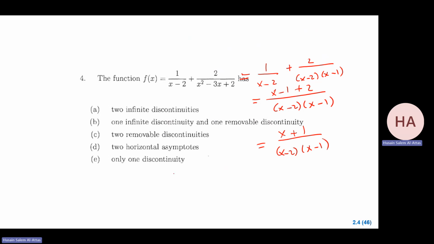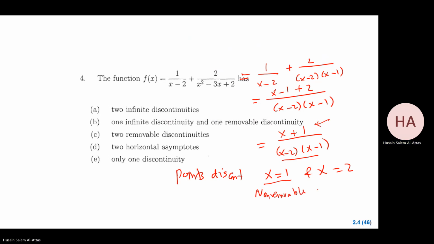Okay. So what are the points of discontinuity? x = 1 and x = 2. Are they removable, not removable? The limit, if I take x = 2, x = 1, I have non-zero over 0. So I have non-removable, infinite actually. And the same thing for 2. I have non-zero over 0. So this is 2 infinite or 2 non-removable.